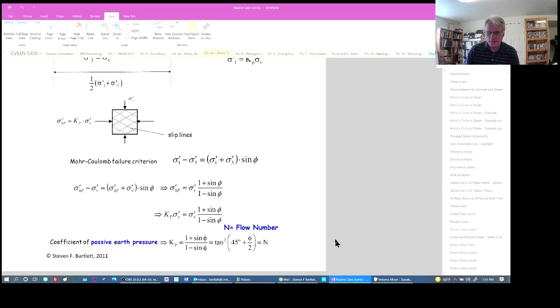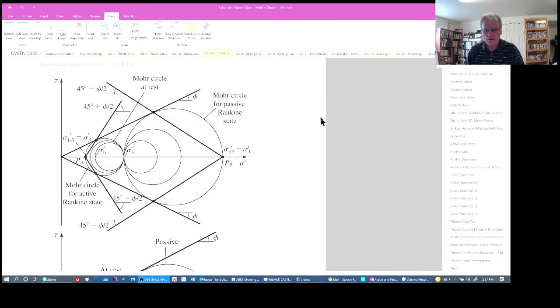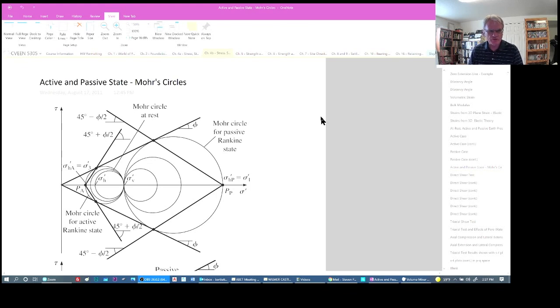So let's stop. I'll continue on in just a moment, and we'll talk about the active and passive states and compare them in Mohr circle space. So let's spend a minute talking about these Mohr circles that we've just looked at. The upper diagram here shows 2 Mohr circles.